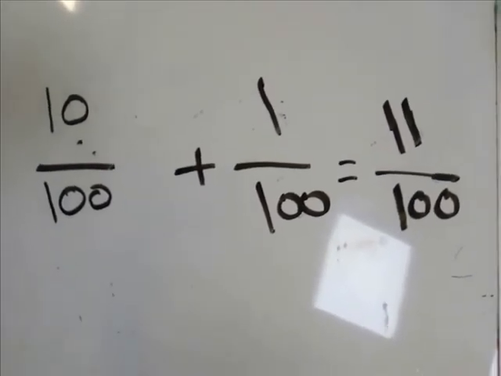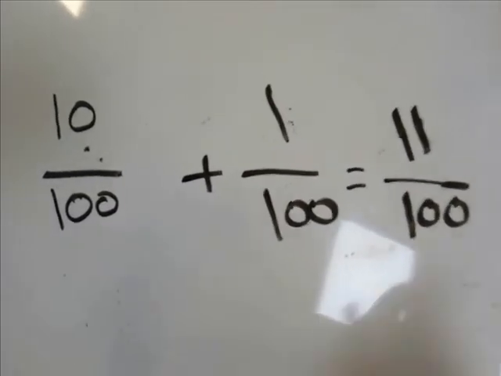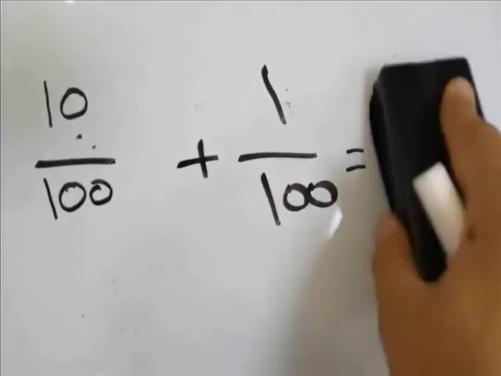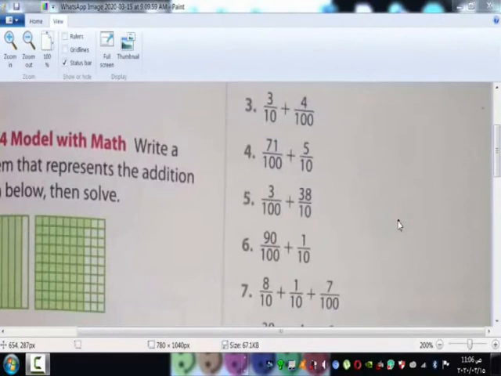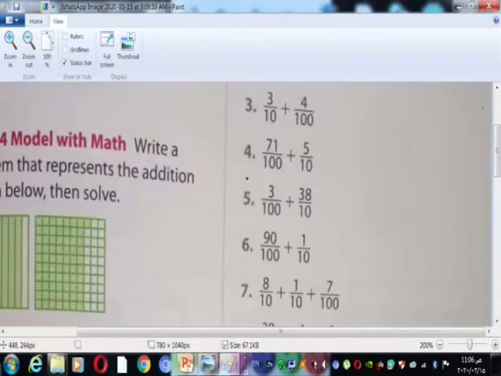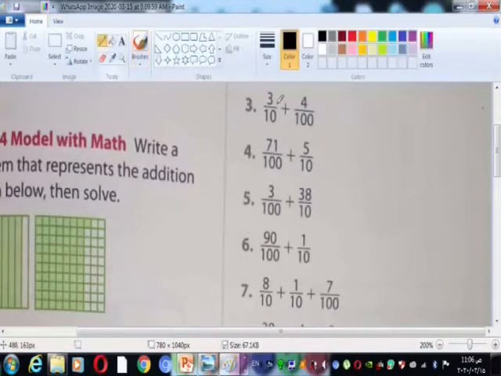Okay, guys, so let's move to the questions of our math book. Here we are with our math book questions. These are the questions in our math book right now. Let's start to answer them together. We have question number 3: 3 over 10 plus 4 over 100. Now, how do we answer it?